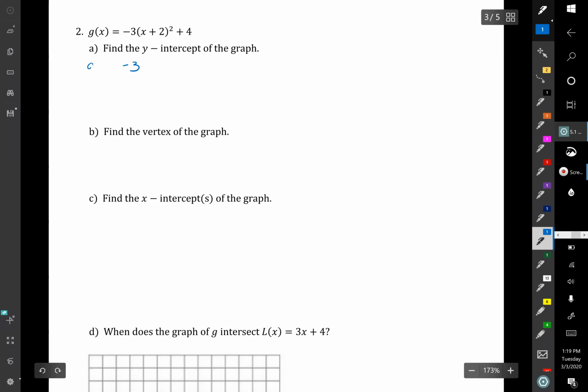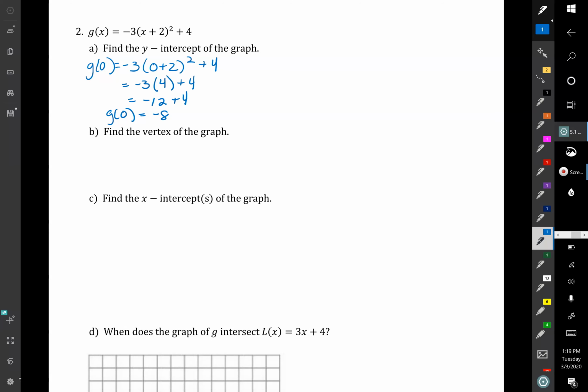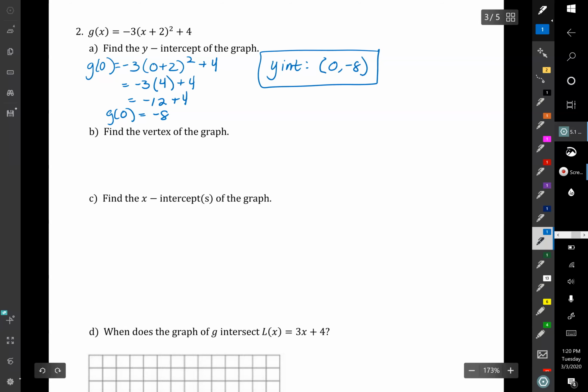So we're finding g of 0 equals -3 times (0 plus 2) squared plus 4. So we would get -3 times 2 squared, which would be 4, plus 4. And then we get -12 plus 4 would be -8. So g of 0 equals -8, and we tend to write that as a point. So the y-intercept is the point (0, -8). Okay, so that's our answer for part A.